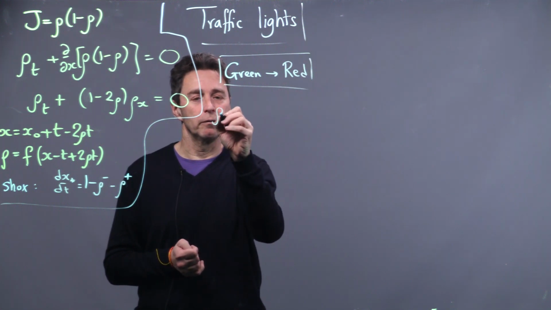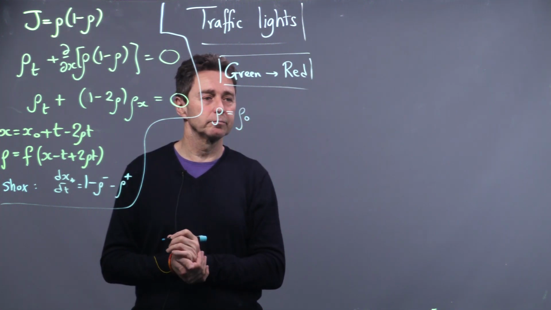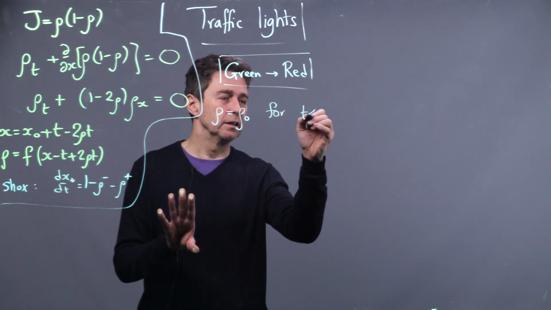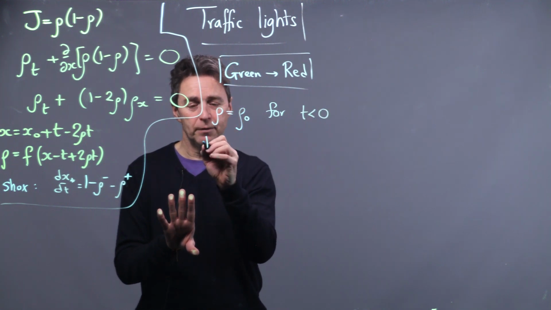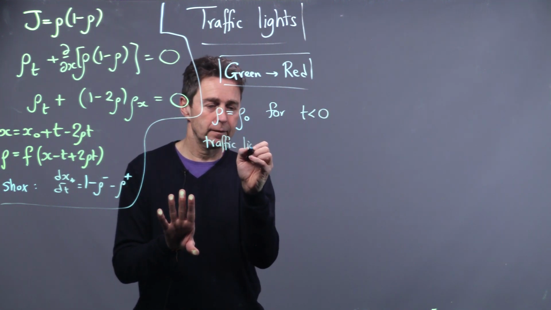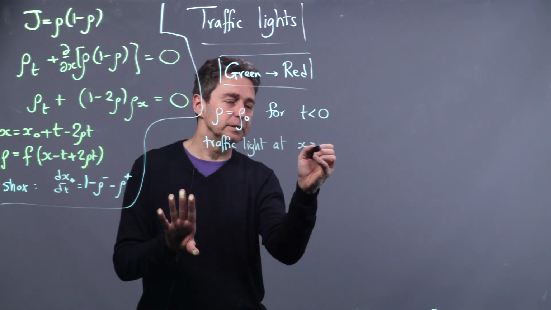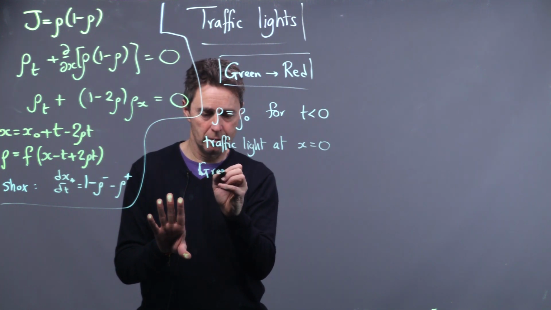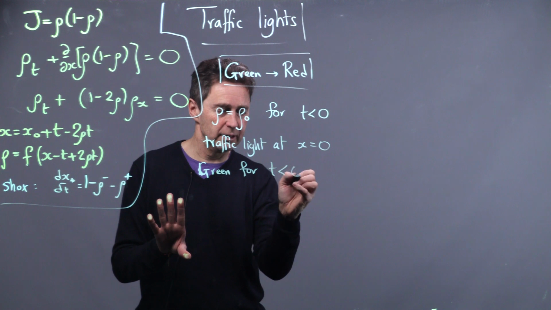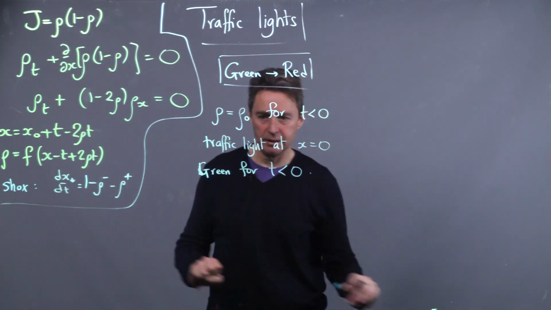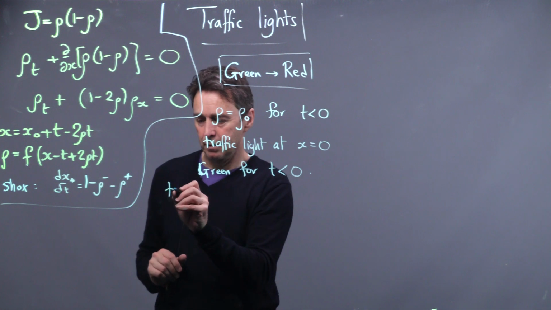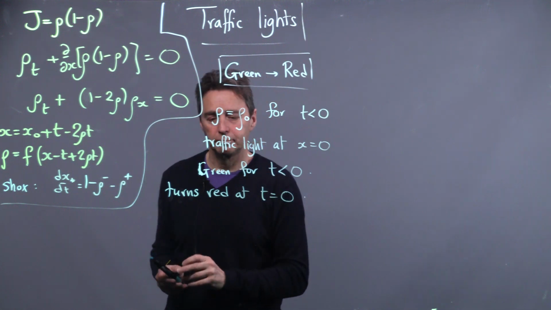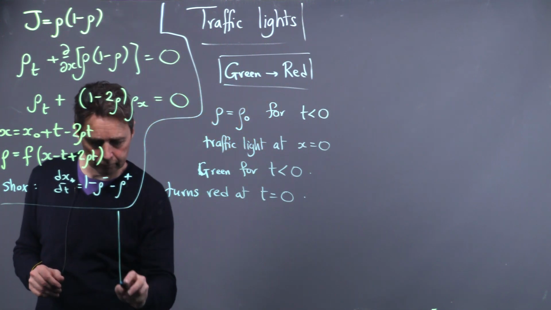So what's going on? We've got rho equal to rho 0 for t less than 0. There's a traffic light at x equal to 0. It's green for t less than 0, so that means this lane of cars of constant density is just happily moving along, and then it turns red at t equal to 0.